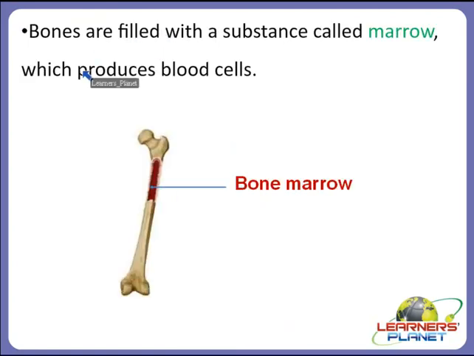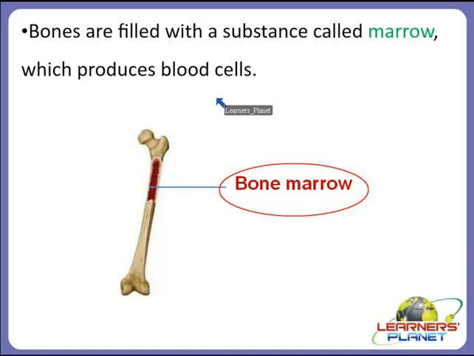You may also be very amazed to know that bones are filled with a substance called marrow, which produces blood cells. So bones are basically filled with this substance called marrow, and that is why it is termed bone marrow. This is a very important term, so you should remember it. It produces blood cells, basically red blood cells, because of which we can say that our blood is red in color, right? So what are the functions of the skeletal system?